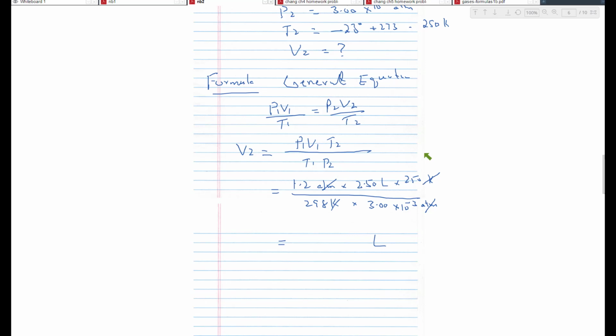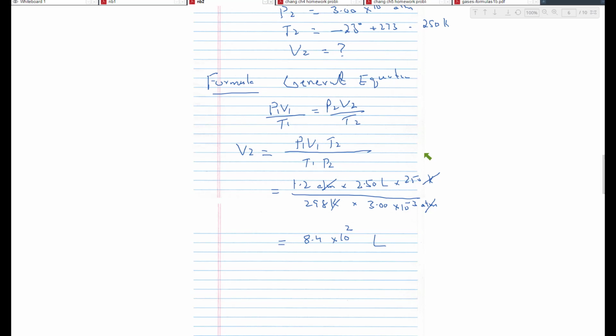So just use the calculator to get the answer. How many significant figures do we have to keep? Two, based on the pressure 1.2 atmosphere. What's your answer? 8.4 times 10 to the 2 power liters, which gives 840 liters. You're right.